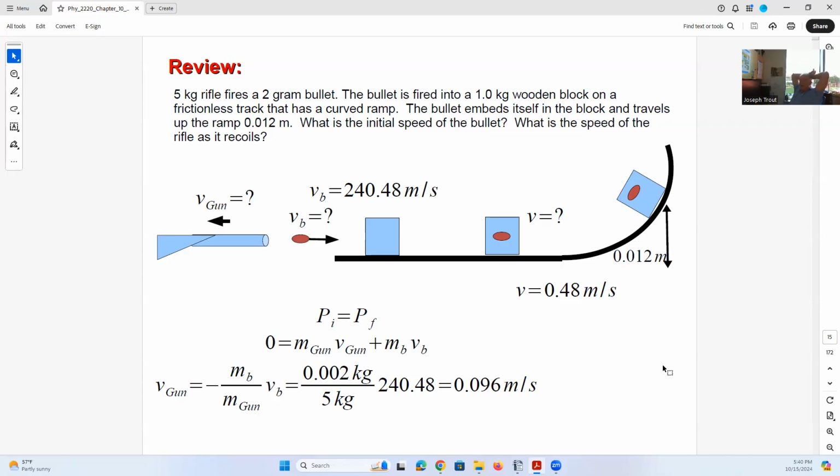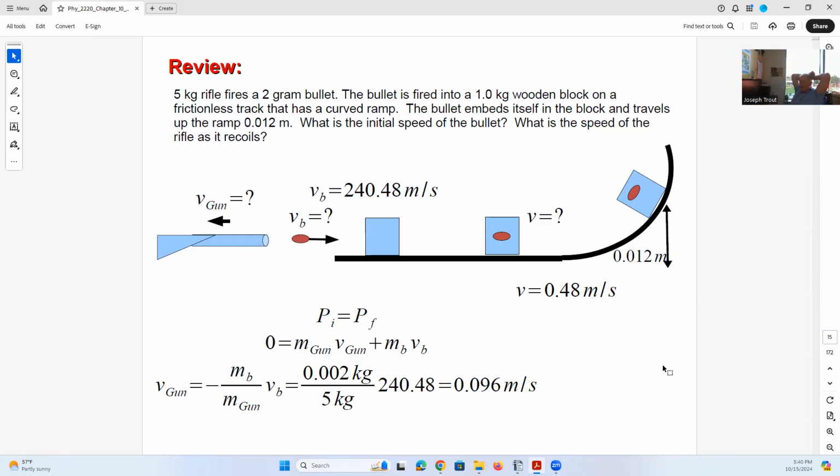We find that initially the momentum was 0, the block and the gun were sitting still. Then after the explosion of the gunpowder inside the shell casing, we end up with momentum of the gun, which is the mass of the gun times the velocity of the gun, plus the mass of the bullet times the velocity of the bullet. And we can solve for the velocity of the gun. So the velocity of the gun will be equal to minus the mass of the bullet over the mass of the gun times the velocity of the bullet.